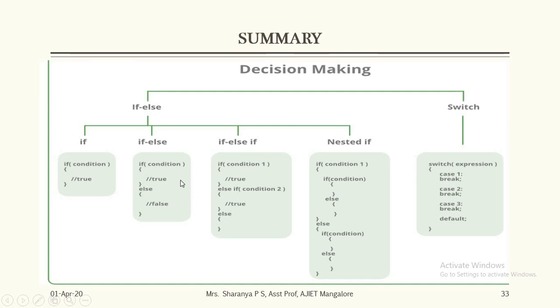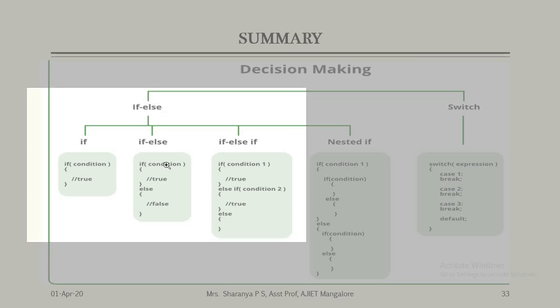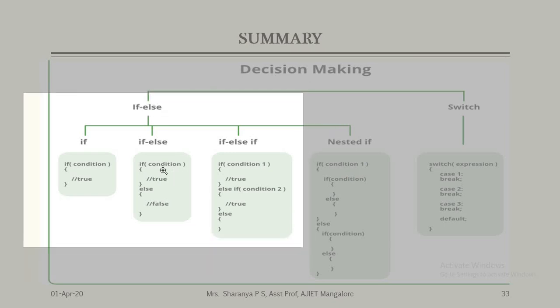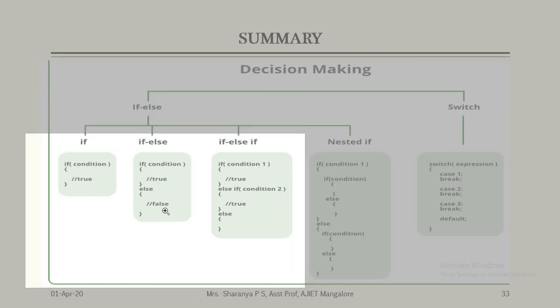As a summary, we have discussed different decision-making statements in this particular session, like if else, the else if ladder, as we also call it, nested if, and finally the switch statement. To summarize the different syntaxes, with the if statement we have written only the true condition. If the condition is true, this block is going to execute. With the if and else decision making statement, two blocks are written, one true block and one false block.